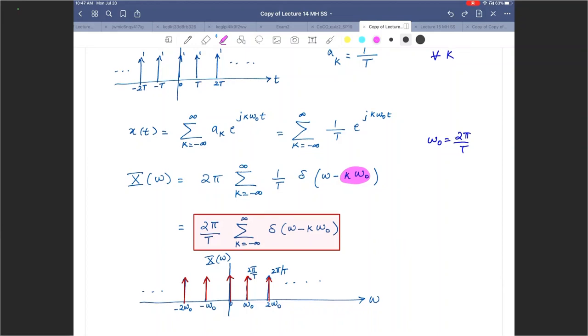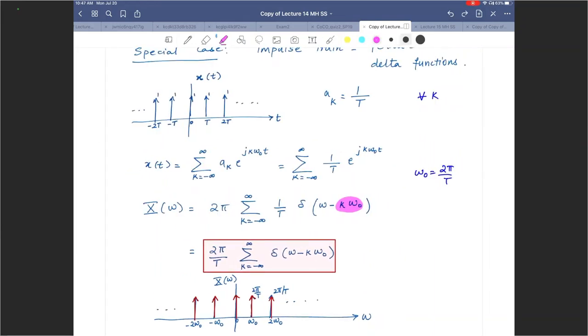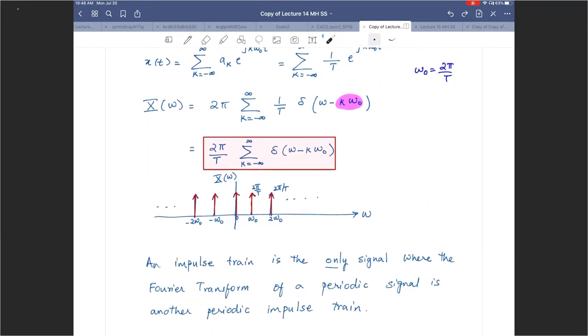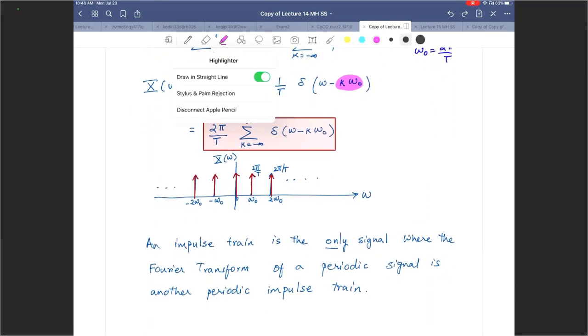Now, what do you observe with this? Why are we calling this a special case? Well, the time domain signal is a periodic impulse train, and the Fourier transform of that is also an impulse train. So the impulse train is the only signal where the Fourier transform of a periodic signal is another periodic signal. It's a periodic impulse train. The Fourier transform of that is another periodic impulse train.